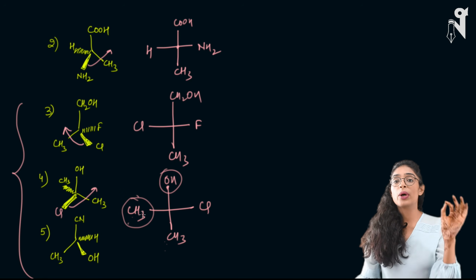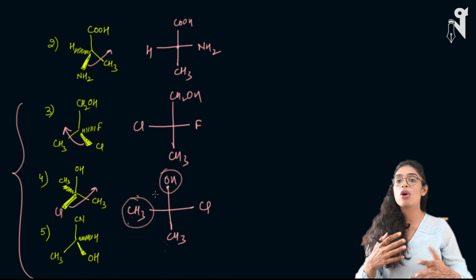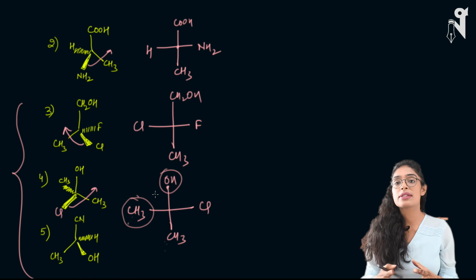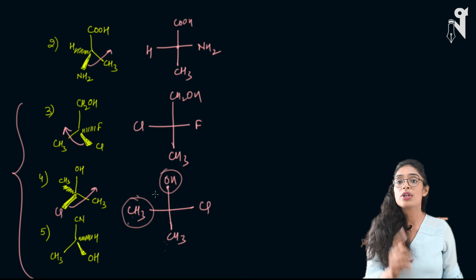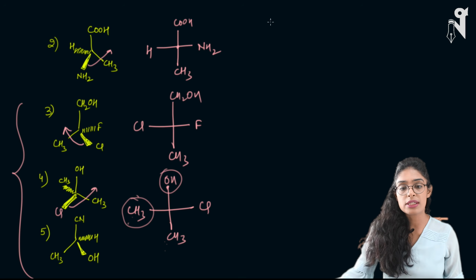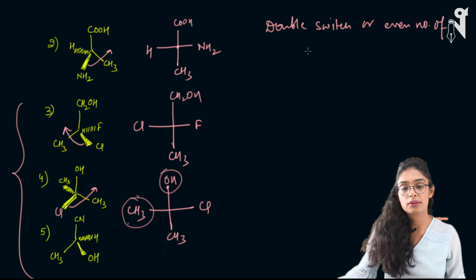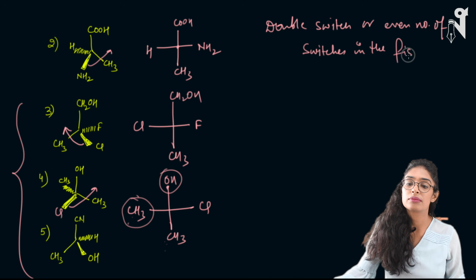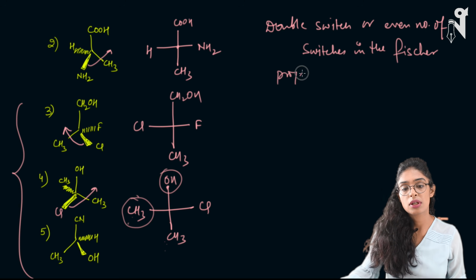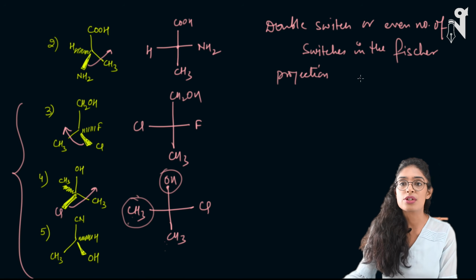As I mentioned, a 180 degree rotation of the Fisher projection doesn't make it wrong, or different. It will still remain the same, exactly the same configuration. So we are not going to rotate it here. We do the double switch. If you do a double switch, or an even number of switches, in the Fisher projection, the configuration of the molecule doesn't change.